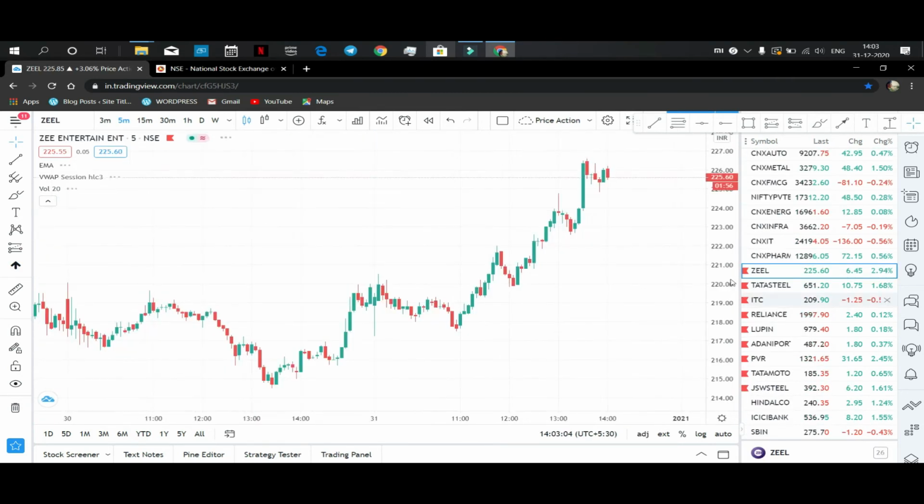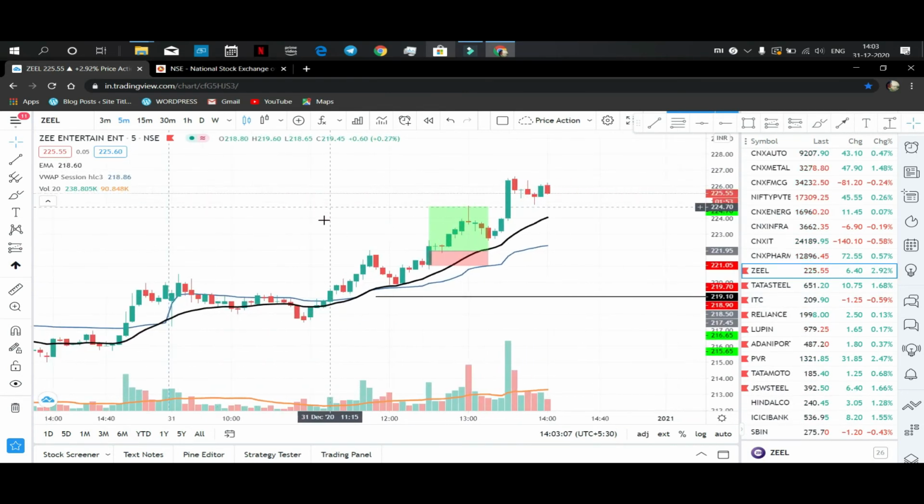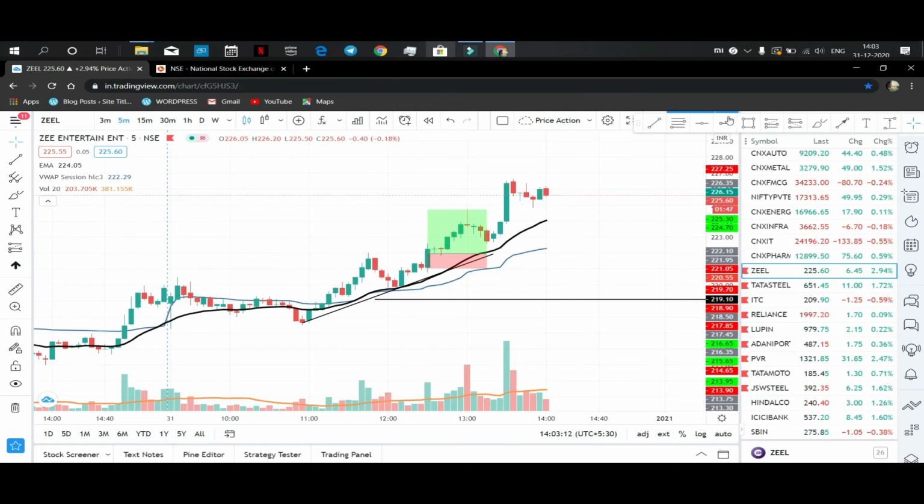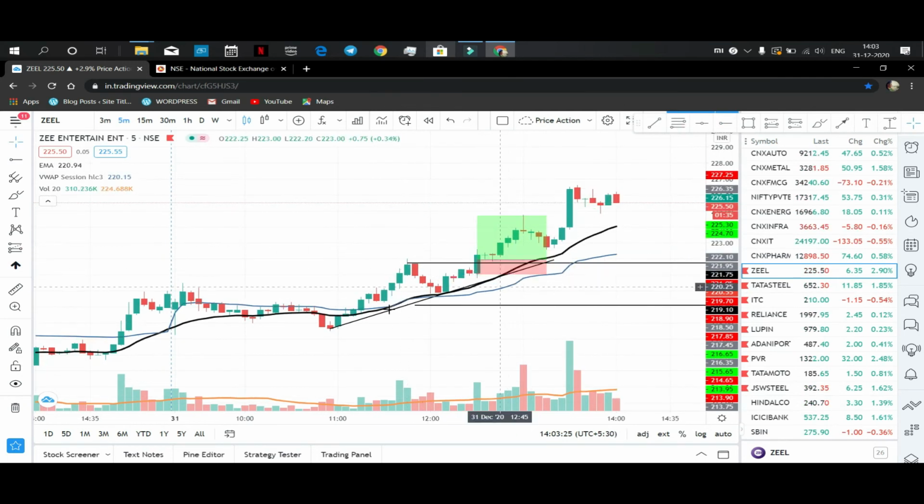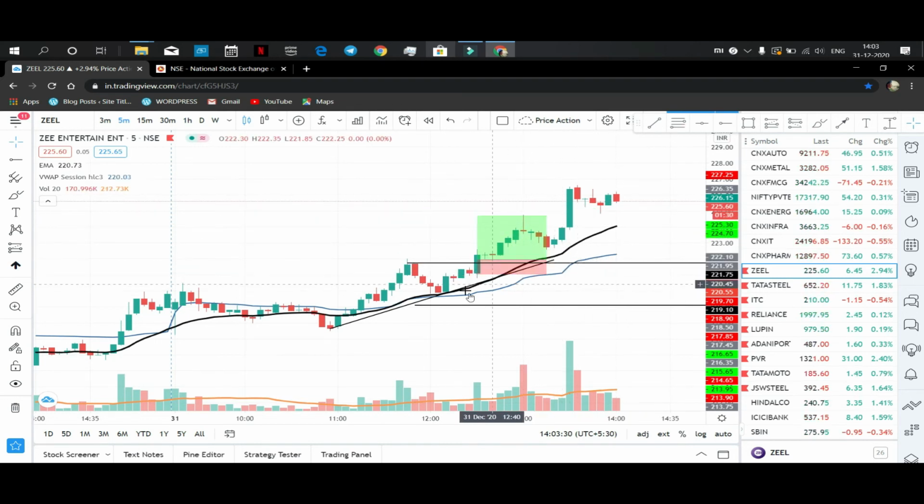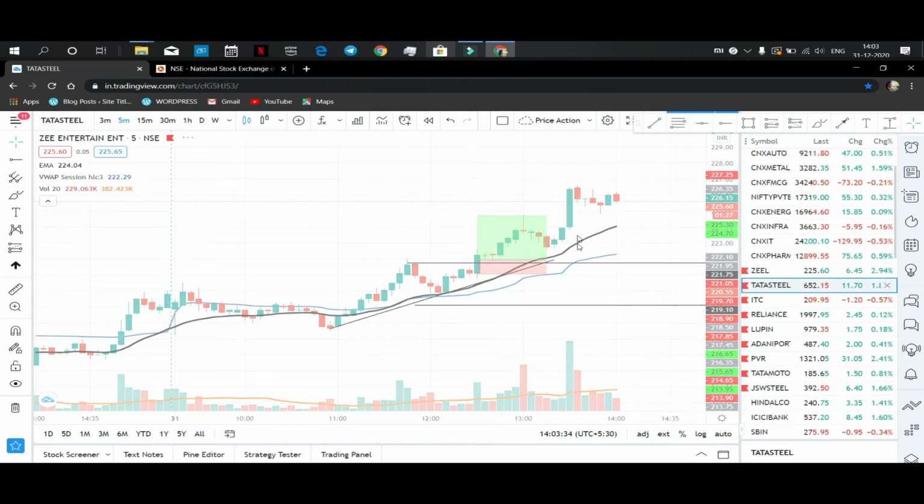The first one is Z Entertainment. I had found a long opportunity in this stock. This was a breakout for me. It was not a very strong buy signal for me, so I did not take this trade, and it could have been profitable, but I did not take it. The next one is Tata Steel.